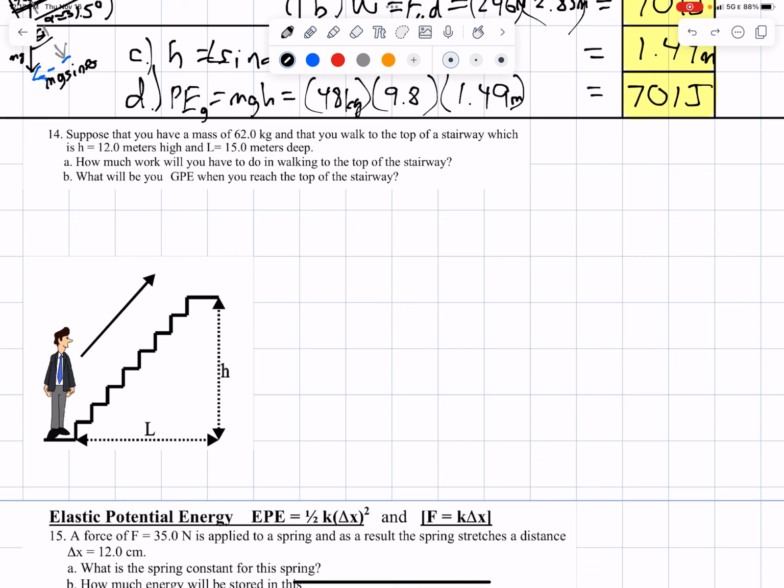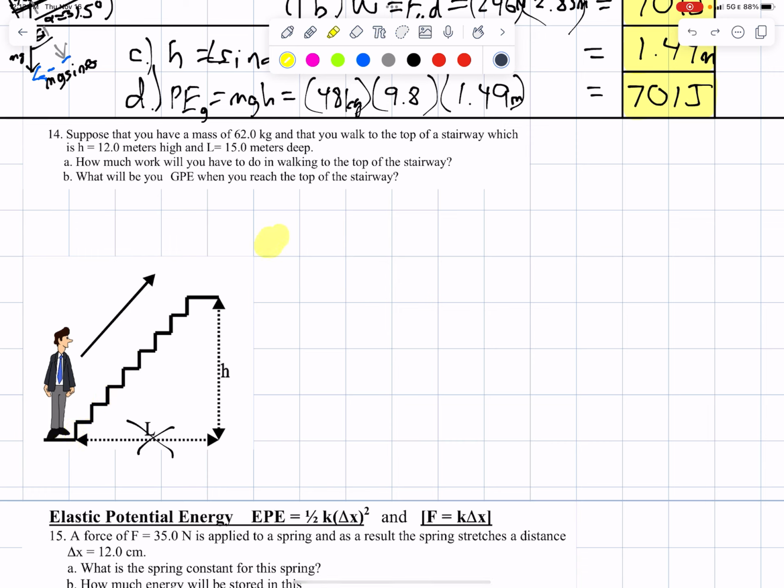Number 14. Suppose you have a mass of 62 kilograms and you walk up a staircase which has h equals 12 meters and length equals 15 meters deep. How much work do you do in walking up to the top of the stairways? Well, the length really doesn't matter, because when you walk up a flight of stairs, it's all about lifting your body weight up each stair, but each stair is just a fraction of the entire height. Okay, and what are you doing? You're doing work against gravity to bring your body weight up to a certain point.